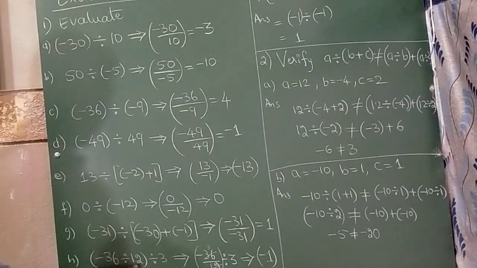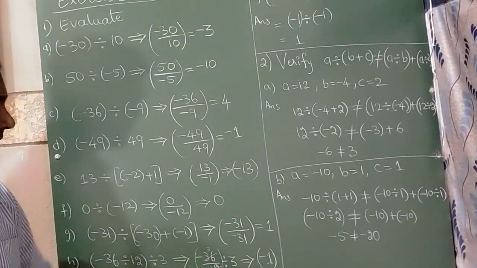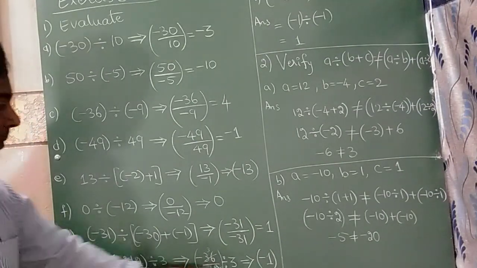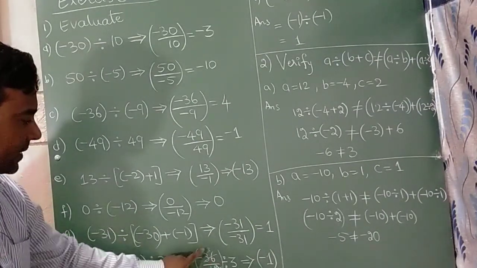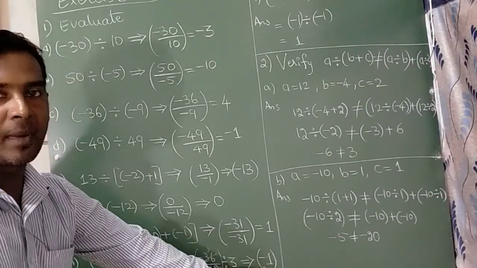H. Minus 36 divided by 12. So minus 36 divided by 12. 12 ones are 12, 12 threes are 36. Fine. This divided by 3 I have written here. So minus 3 divided by 3. 3 and 3 get cancelled. So the final answer is minus 1.